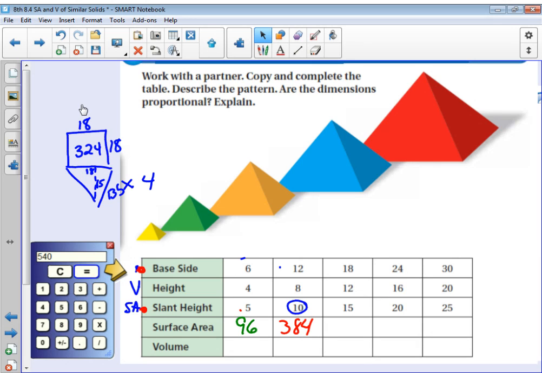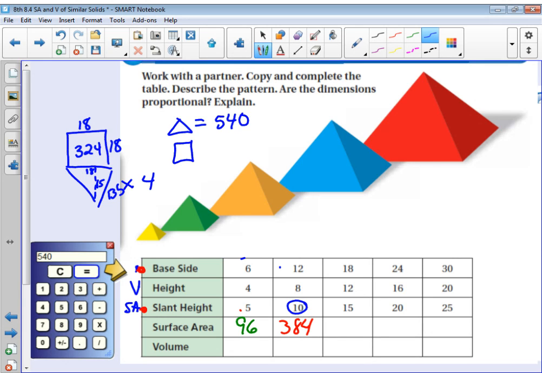So my triangles together equaled 540, and then my base was 324. Remember, there were 4 of those triangles, so that's how I got the 540 right there. I took 135 times 4. So now if I add these together, I get 864. Okay, so there's your working through your surface area.